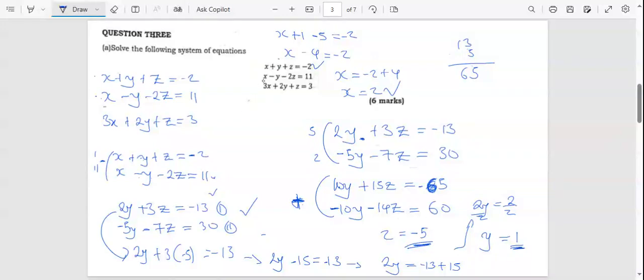Okay, and we can verify if you want. We verify that equation. Whenever there's x, I'll put 2, plus whenever there's y, I'll put 1, then whenever there's z, I'll put negative 5. So this will be 3 minus 5, which will be negative 2. So this is correct. So that's how you can solve these very fast.